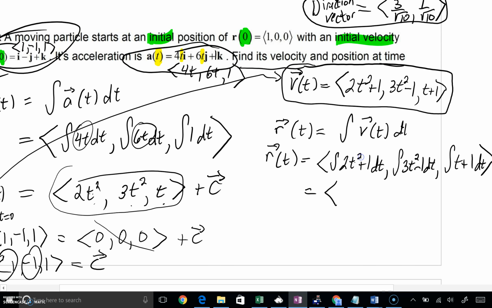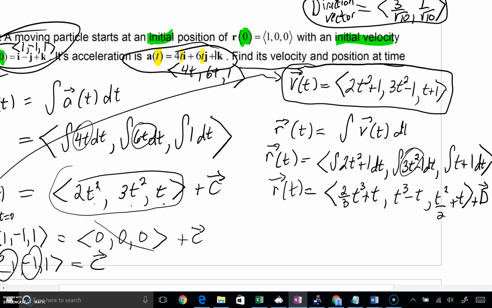And look at this. Right now I hope it's only going to take just a slight matter of time. You bump this 2 up to a 3, you divide by it, you get 2/3 t to the third plus t. Take your antiderivative of 3t squared, you'll get t cubed, and then you'd minus a t. Take your antiderivative here, you'll get t squared all over 2 plus t. And then we'll have a constant vector. I'll call it vector d if you'd like, just to use something a little bit different. Of course, your constants would be showing up in components as well.